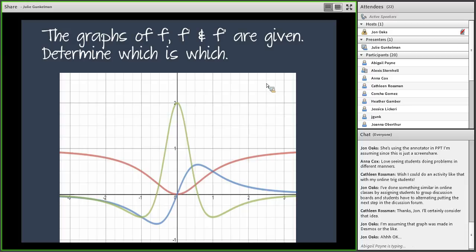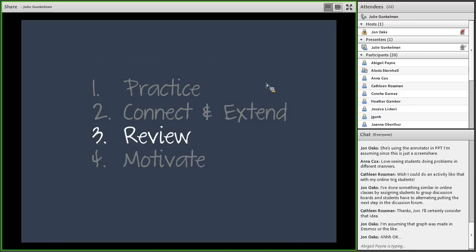Okay, I was just catching up. Trying to read and talk at the same time is not always an easy feat here.